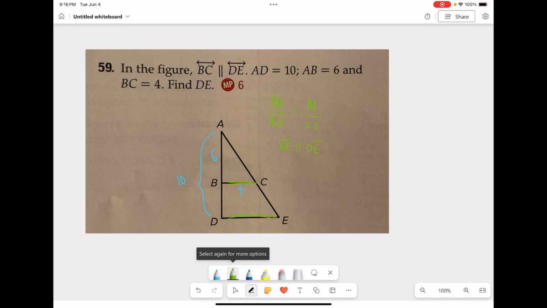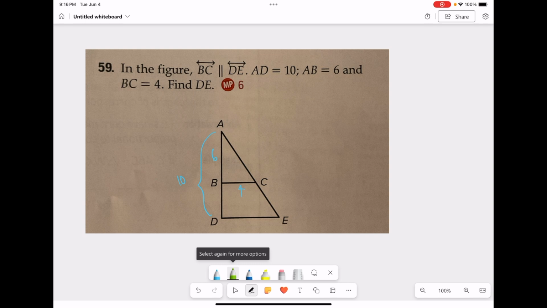But we can't use BC's value because the triangle proportionality theorem doesn't allow us to use that. So we can't use the triangle proportionality theorem. Okay, so that's right off the bat.